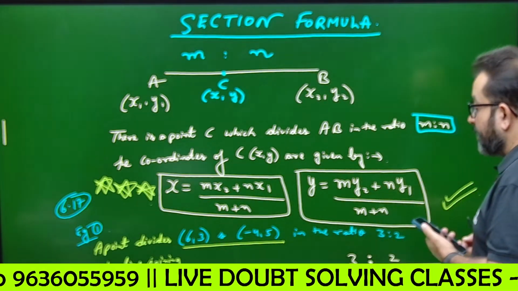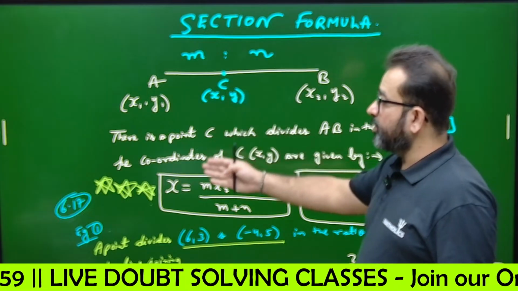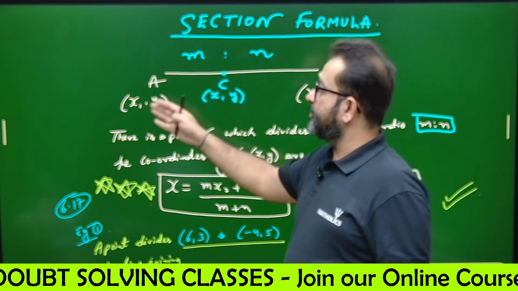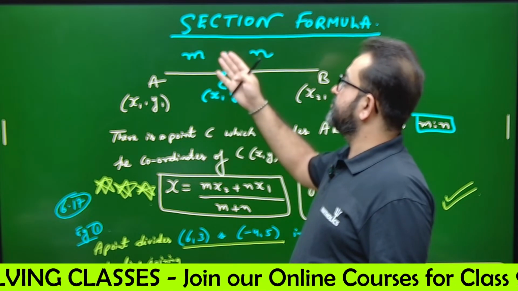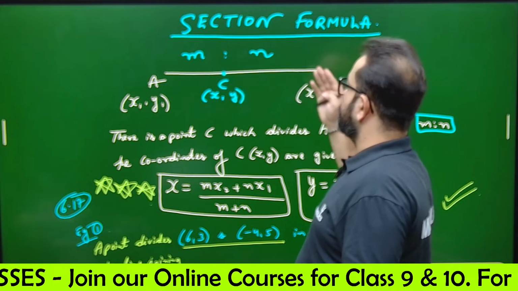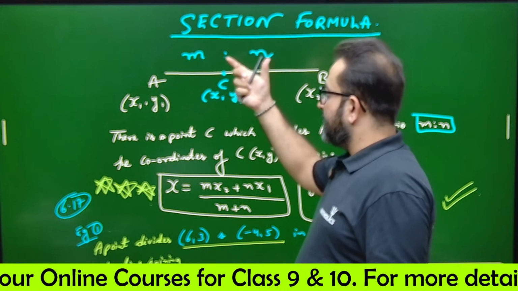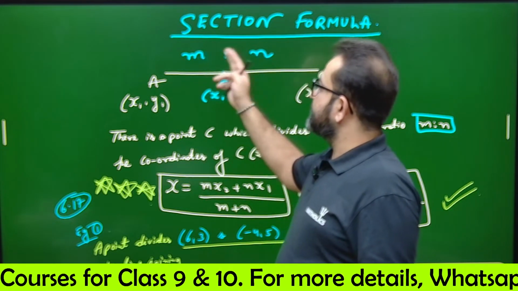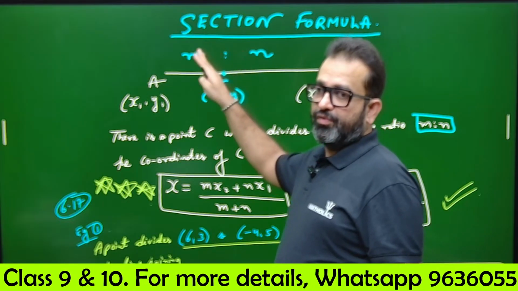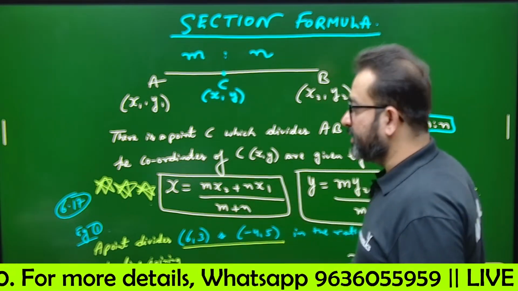So section formula I already told you: x equals (mx2 + nx1) upon (m + n), and y equals (my2 + ny1) upon (m + n). In the denominator, you have to add this ratio. 3 and 2 are there, 3 plus 2. 4 and 5 are there, 4 plus 5, 9 will be in the denominator.